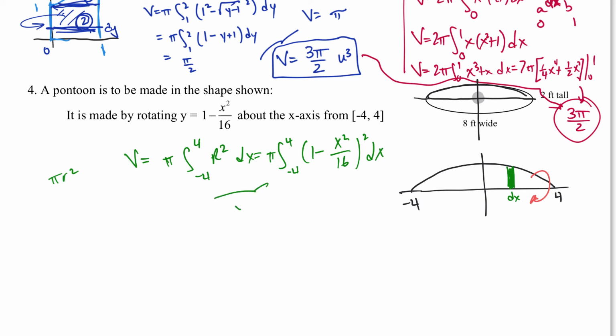And I'm going to say use your calculator on this one because I don't really feel like FOILing that out. But either way, when you do that, remember, you could put the integral directly in there. You'll get 64π/15 cubic feet.